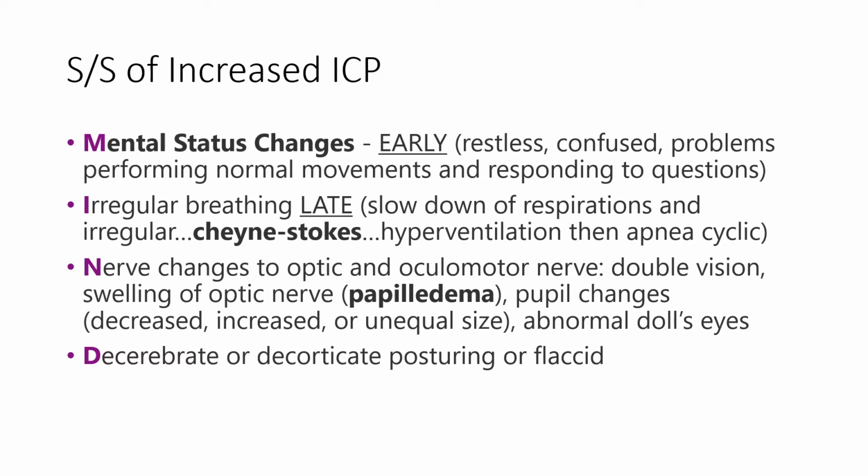Nerve changes, oculomotor nerve changes like double vision can happen. Pupil changes where they have an unequal pupil response on the left and the right. And then when they progress to brain death, maybe even doll's eyes, and we'll talk about that in a minute. And then decorticate or decerebrate posturing, and I'm going to show you another slide that details that so that you can really see exactly what I mean.